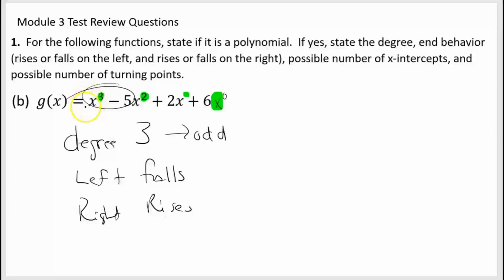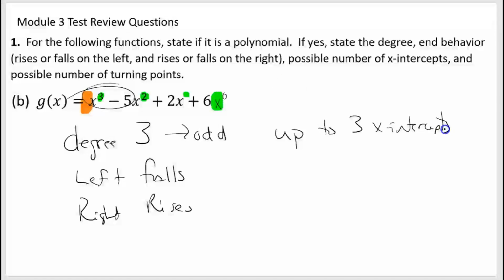When you have a positive leading coefficient, so what I'm talking about is the coefficient in front of your x to the highest power, anytime that's positive, and in this case it's positive 1, then it's going to fall on the left and rise on the right. The possible number of x-intercepts in this situation is 3. So we have up to 3 x-intercepts. We don't know exactly how many we have until we find the zeros or the x-intercepts, but we know we can't have any more than 3, whatever the degree is.